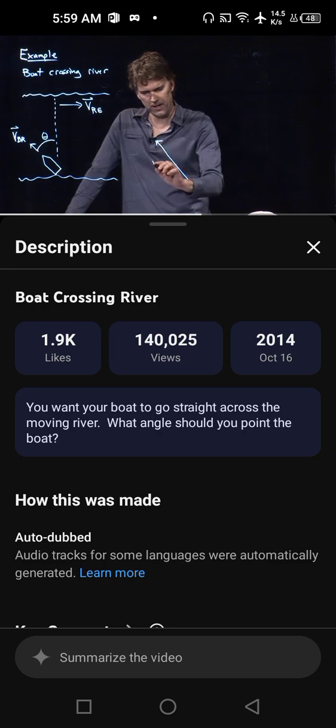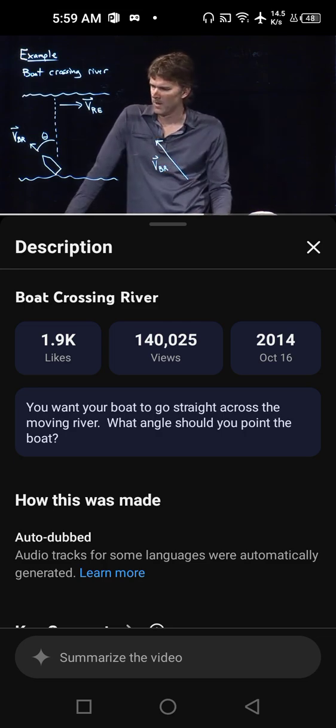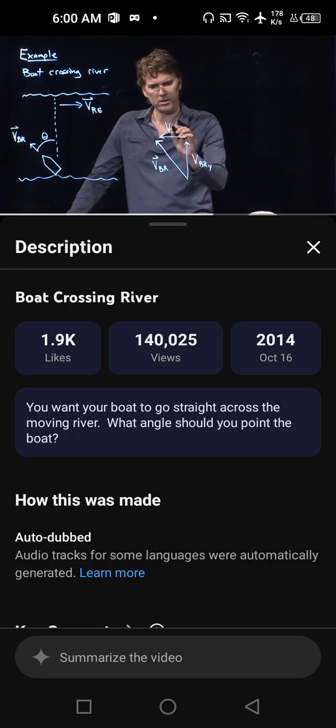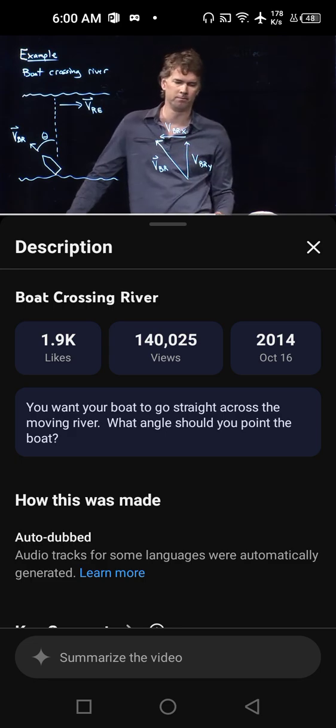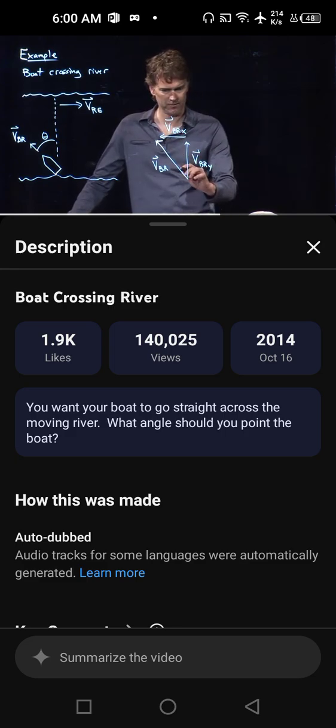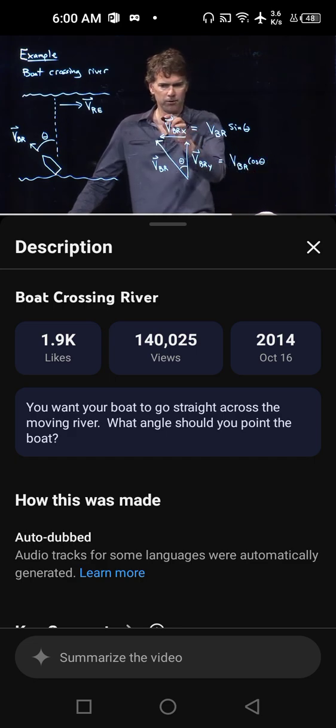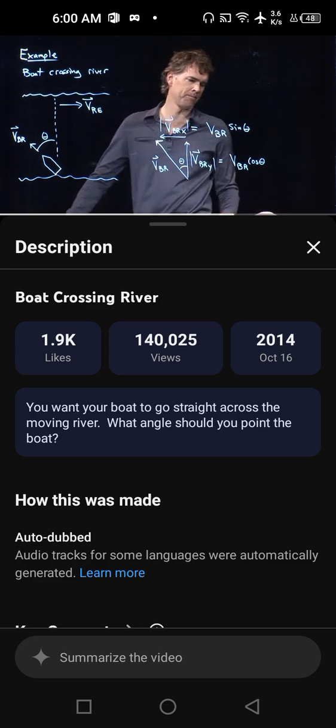VBR is pointing up like that, which means there's two components to it, right? There is some component in that direction, VBR Y, and there is some component in that direction, VBR X. This one is, of course, the sine component, if this is theta. This one is the cosine component. So this is VBR sine of theta. This is going to be VBR cosine of theta. And if we're just thinking about the speeds there, we can go like that.